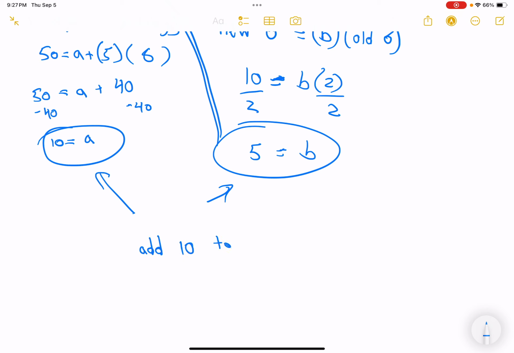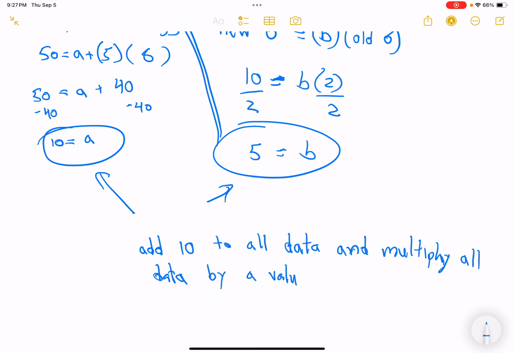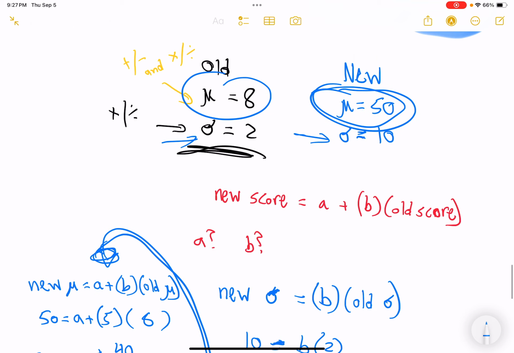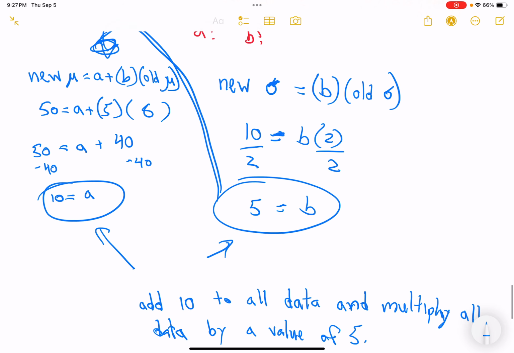10 to all data and multiply all data by a value of 5. Boom, done. And we've done it. We've transformed our data. So be sure to understand that, to look through it.